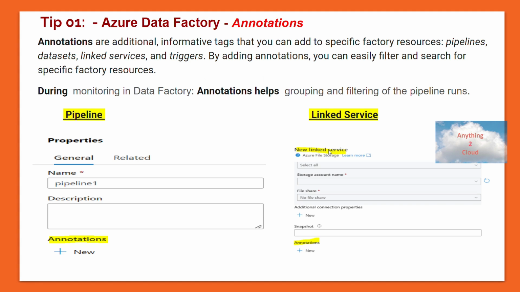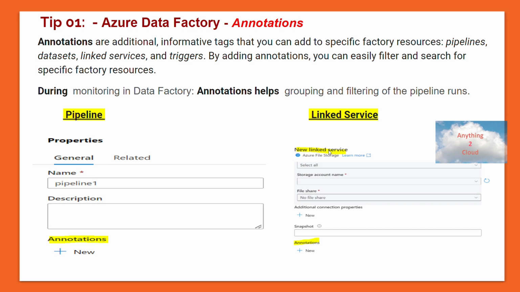Annotations are additional or informative tags that you can add to specific Data Factory resources such as pipelines, datasets, linked services, and triggers. By adding annotations, you can easily filter and search for specific Data Factory resources. In the screenshot here, I put the annotation for a pipeline as well as for a linked service.